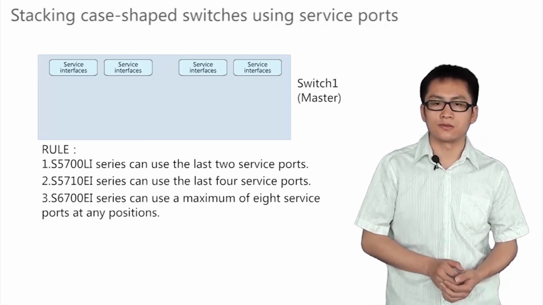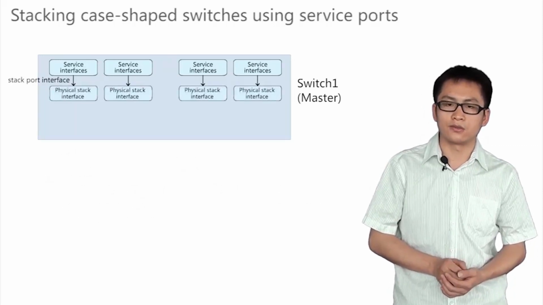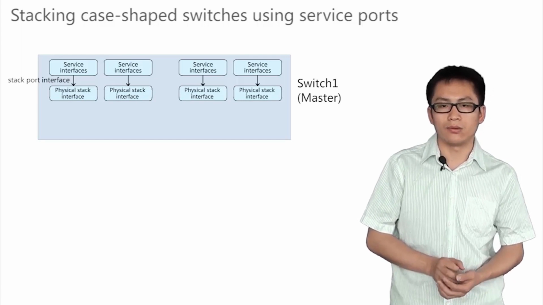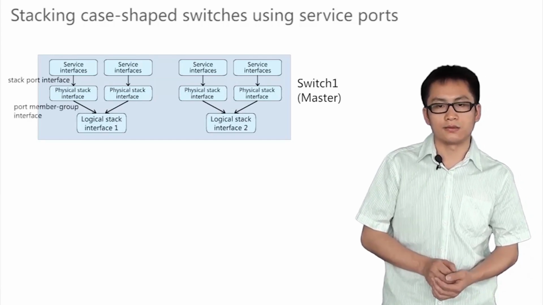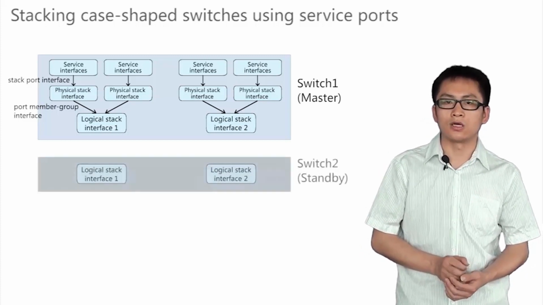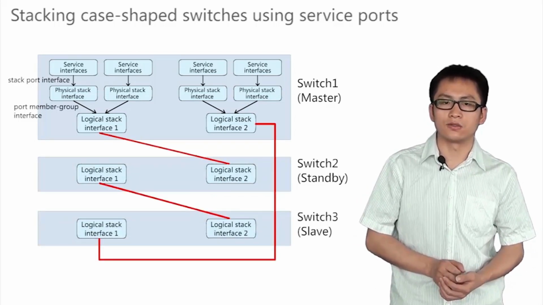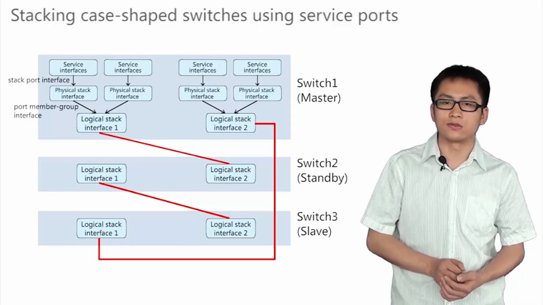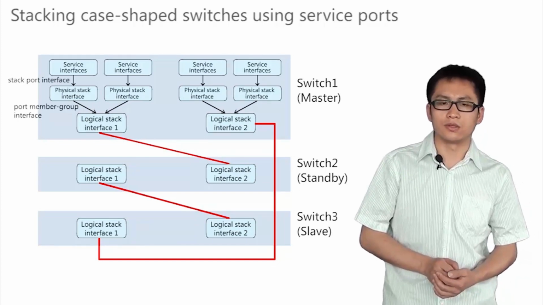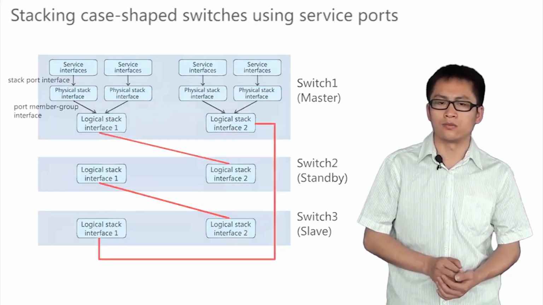To use a service port for stacking, run a stack port interface command to configure the interface as a physical stack interface, and run the port member group interface command to add the interface to a logical stack interface. Each switch has 2 logical stack interfaces. Service ports in logical stack interface 1 on a switch must be connected to service ports in logical stack interface 2 on a neighboring switch. The member switches can be connected in a ring topology or chain topology.